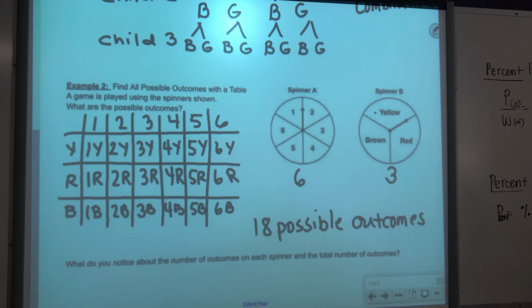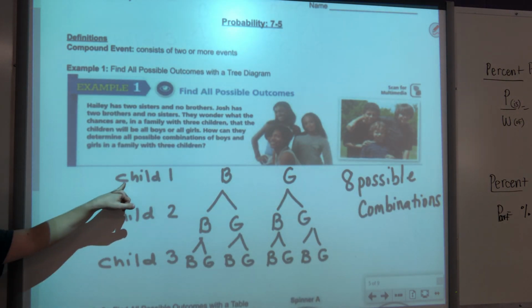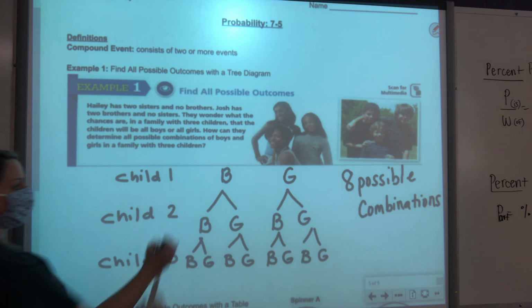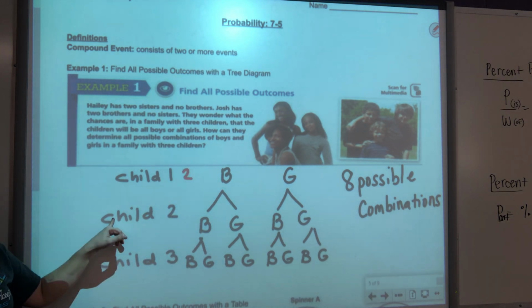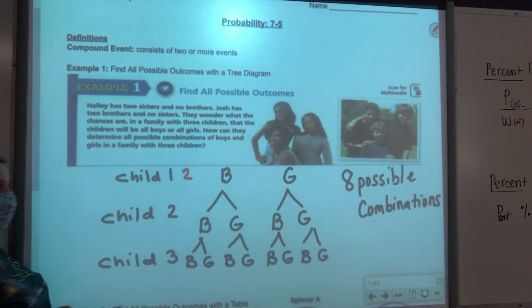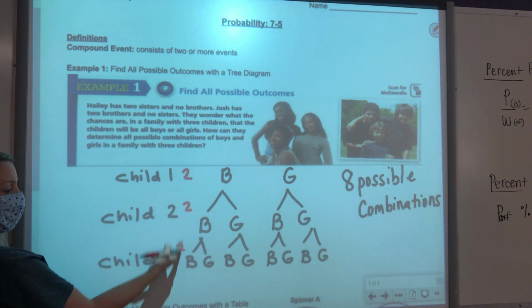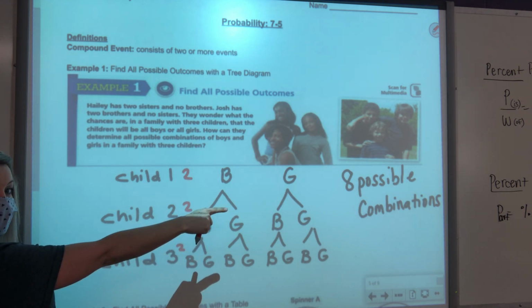So the product of the outcomes of the events is going to be your total possible outcomes. Does that work every time? Okay, well let's look here. How many possible outcomes were there for child 1? 2. How many possible outcomes for child 2? 2. How many possible outcomes for child 3? 2. 2 times 2? 4. 4 times 2? 8. 8 possible outcomes.